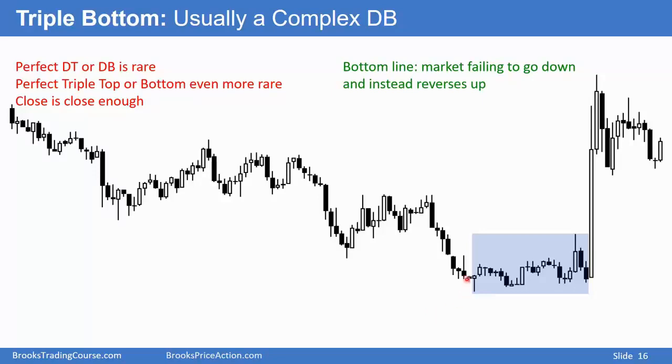The market tried to go down, reverse up, tried to go down, reverse up, tried to go down, reverse up 3 times. Tried to go down a 4th time, reversed up. If the market keeps trying to do something and fails, it usually tries to do the opposite.